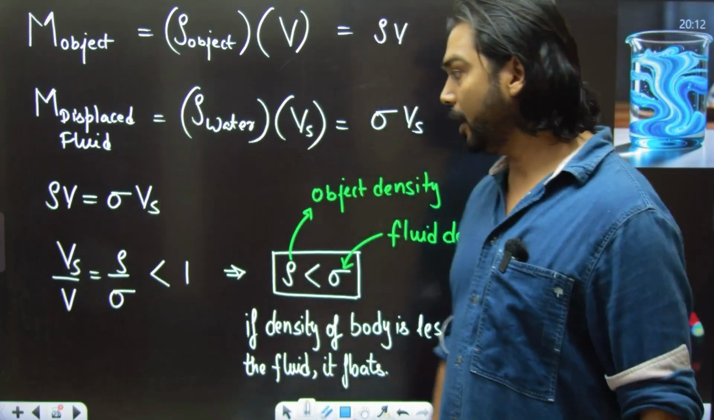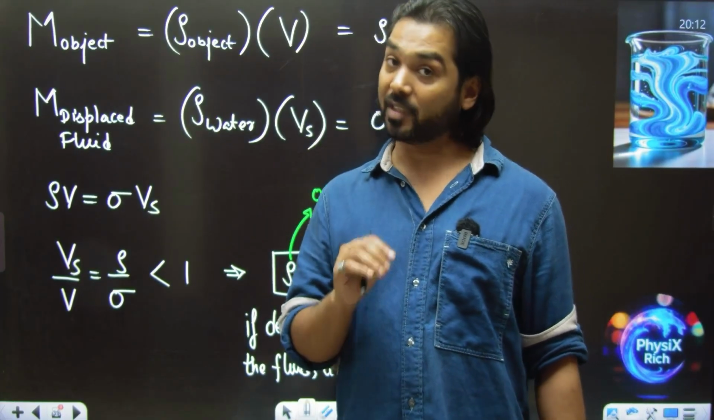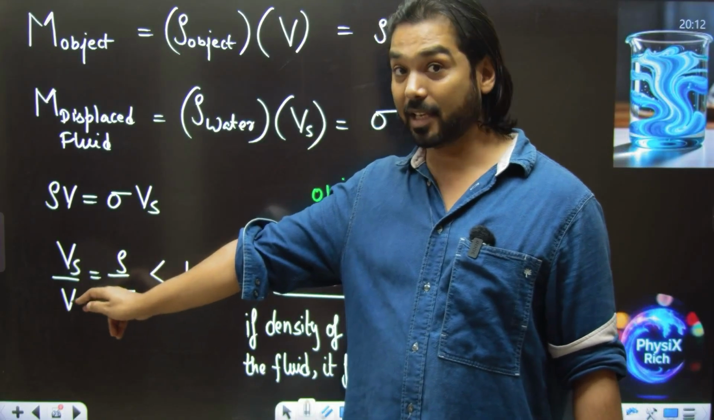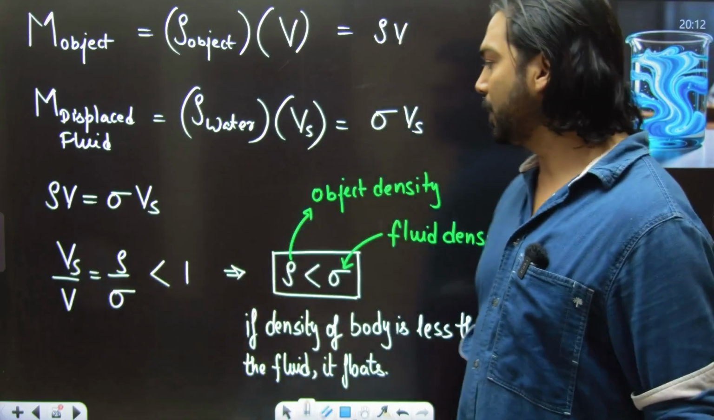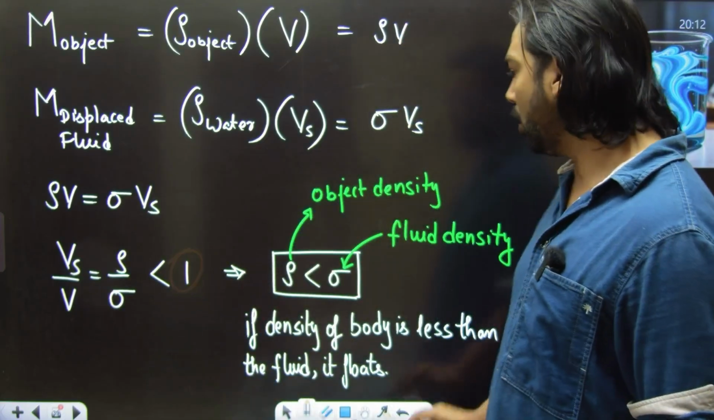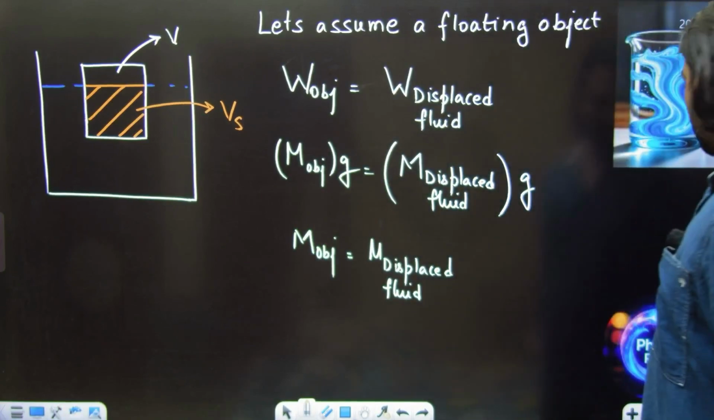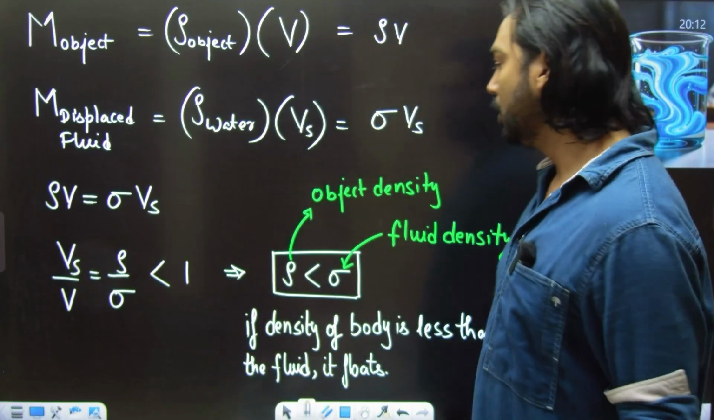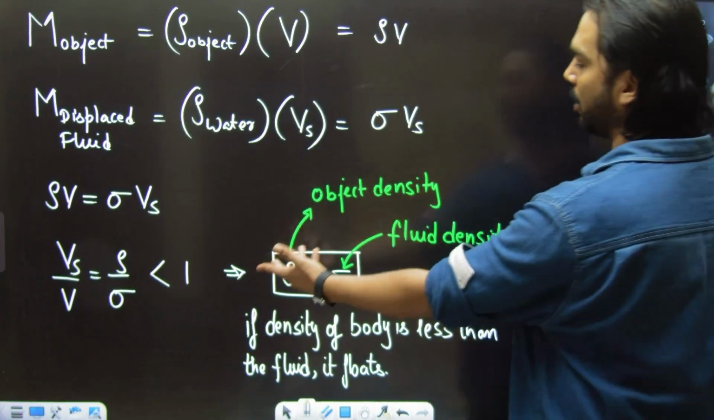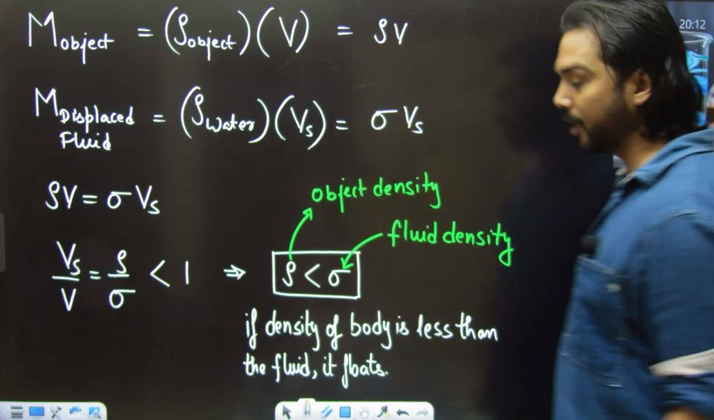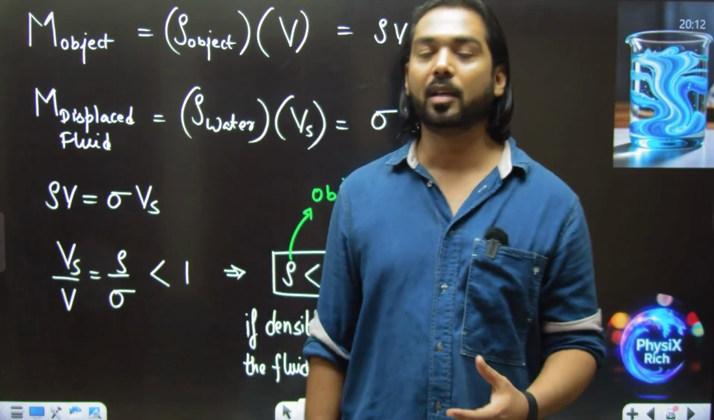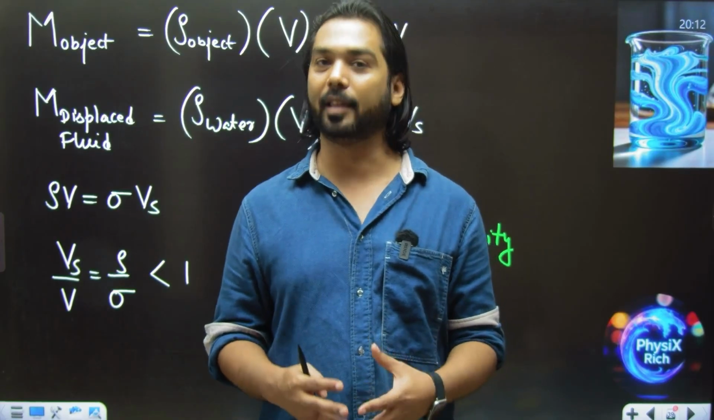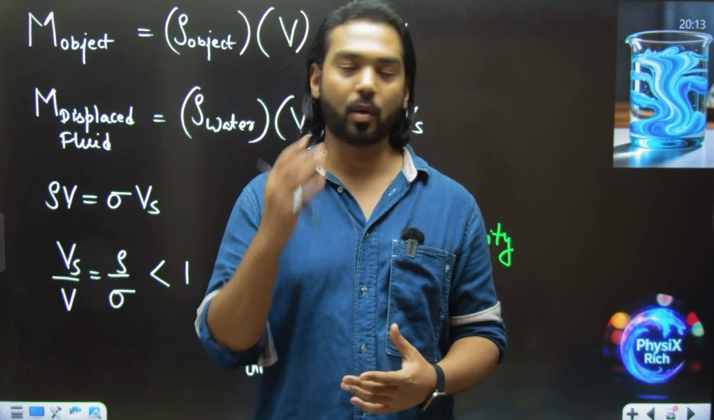Now, if sinking is not happening, then the submerged volume is less than the total volume, correct? Which means that this ratio must be less than 1. Well, obviously, the numerator is lesser than the denominator, so this fraction is less than 1, which means that if the fluid density is more than the object density, then the object naturally floats. So if you want an object to float, you must ensure that its density is lesser than the density of the fluid that you are throwing it in.